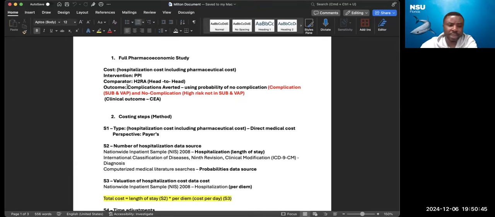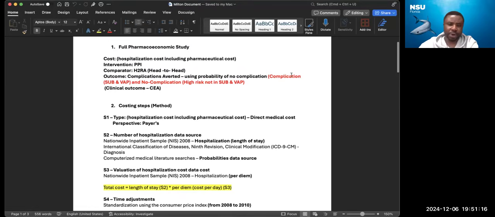But I just want you to know that the outcome, remember that in the quiz, she will normally trick you and say the outcome is cost per maybe complication averted. This is not an outcome. This is a clinical outcome. So whenever you see something like that, you have to choose complication averted, complication prevented, or no complication. You don't have to choose cost per something because that is not an outcome.